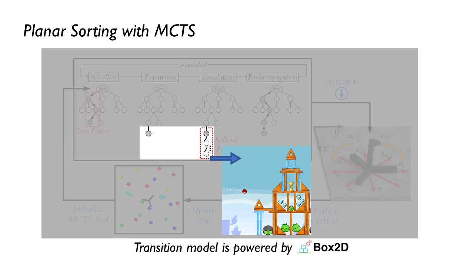For the transition model used in the expansion and simulation phases, we implement a simulator based on Box2D. It's a 2D physics engine for games like Angry Birds, capable of modeling multi-object interactions. We model the planar push sorting as a deterministic process. The errors in the physics modeling are compensated by replanning after each action.